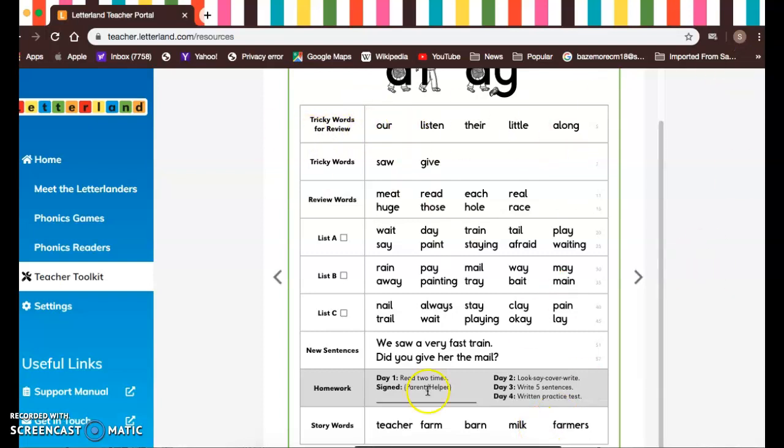If you can't keep up and you get lost, just pay attention on the screen because I'm moving. You can see where my little yellow circle is. 1, 2, ready, go. Our, listen, there, little, along, saw, give.